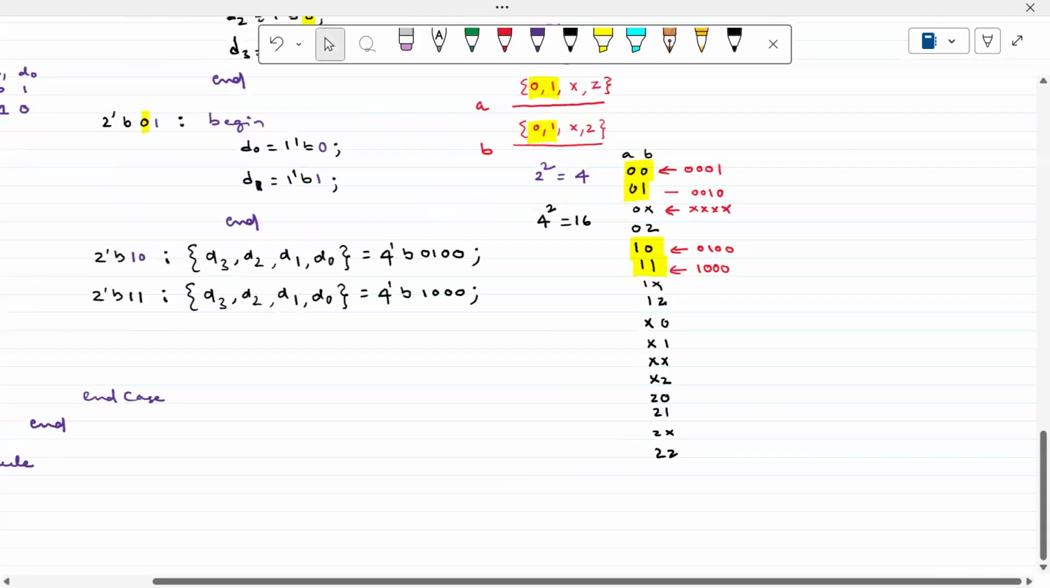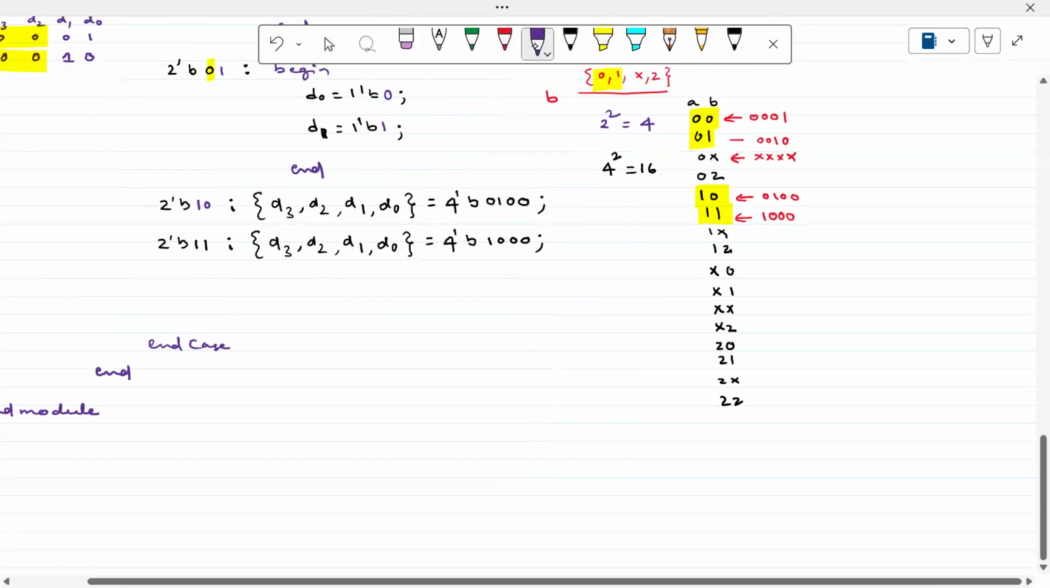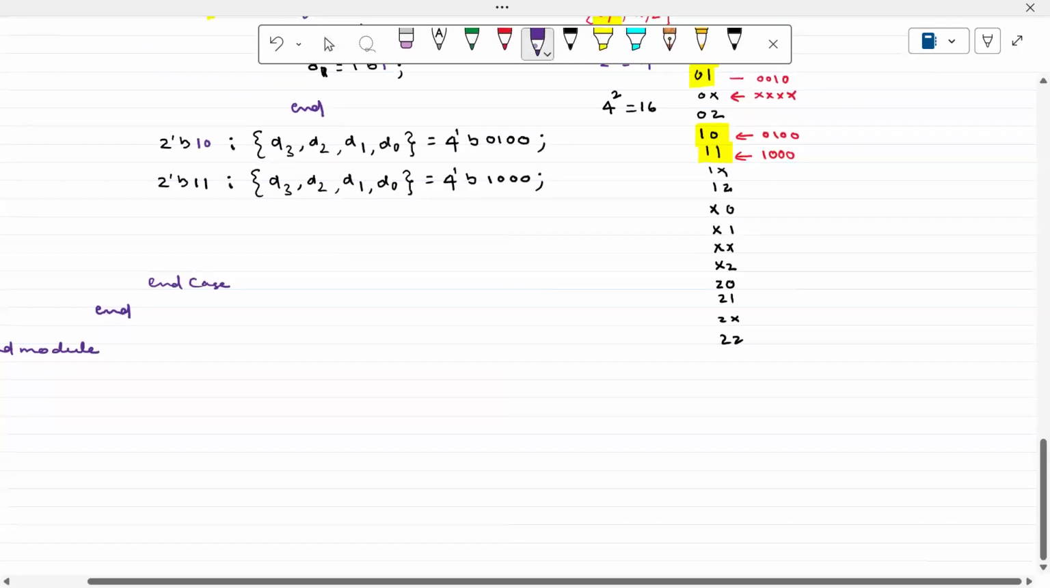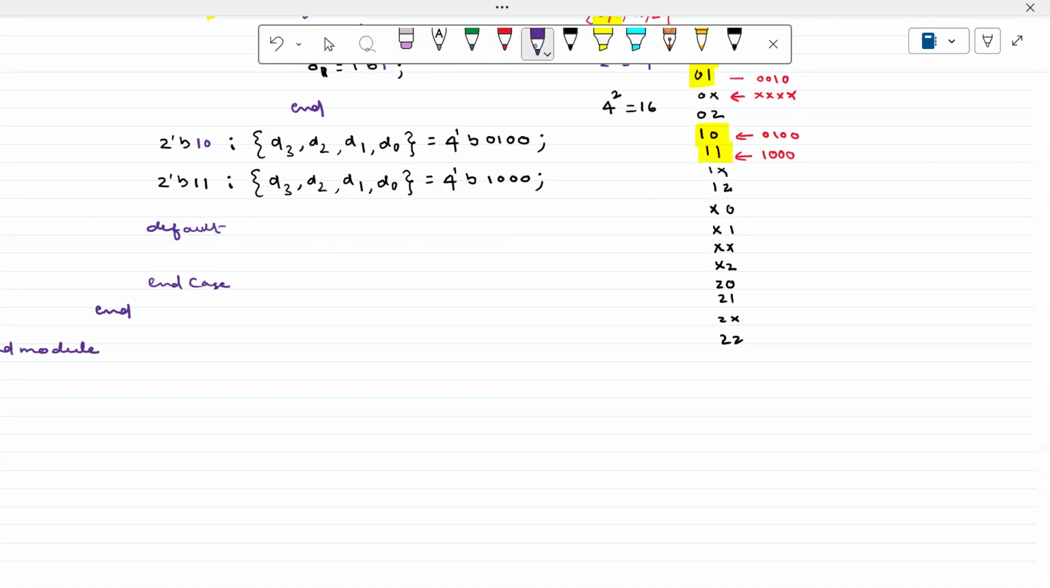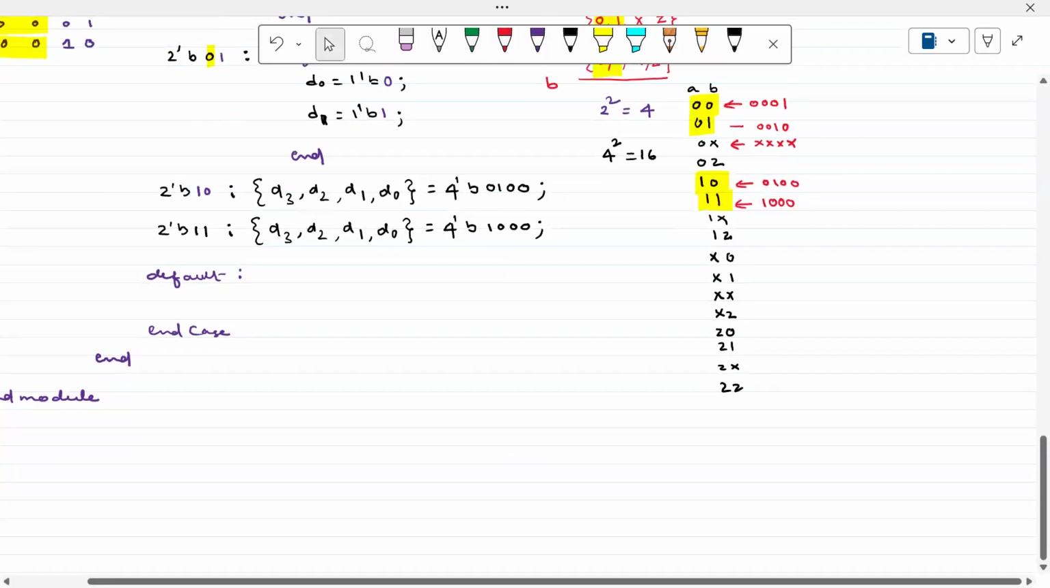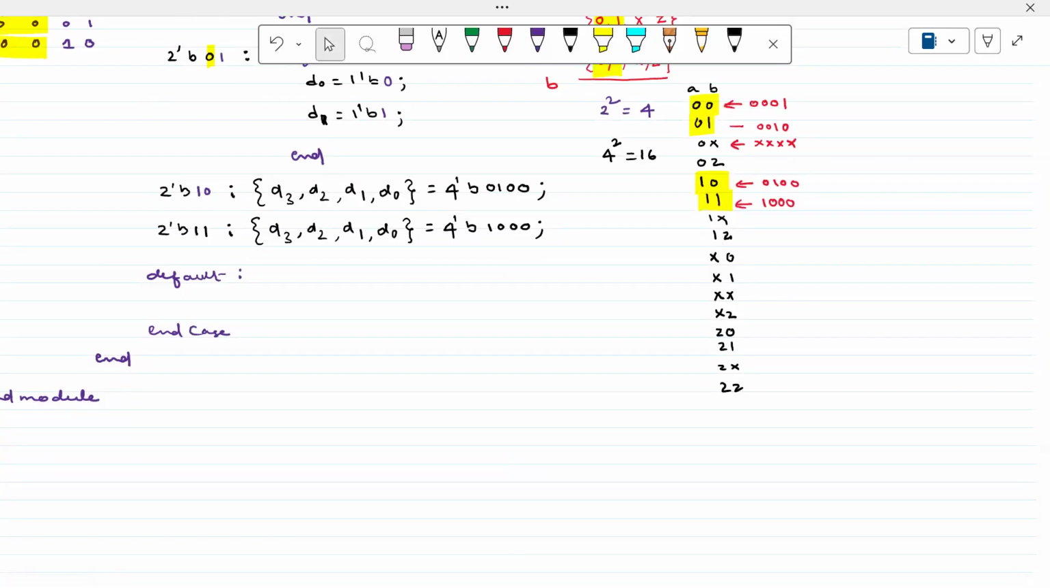But how do we represent that one? That is done with the default case. This is called default. This is a keyword that we have to use. Default case means that other than these 4 combinations, all the remaining combinations.